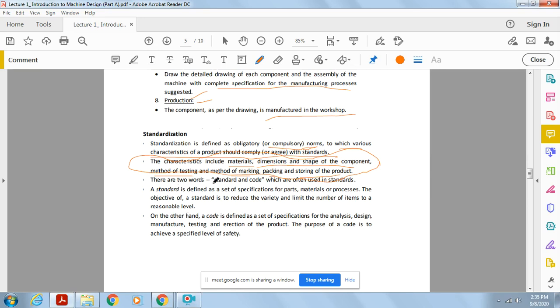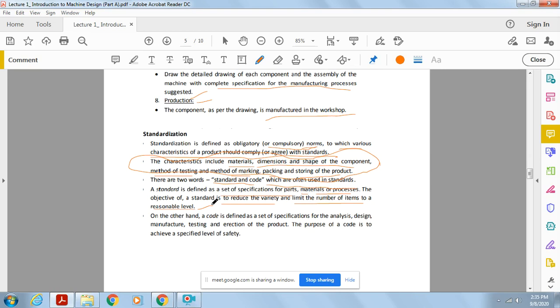There are two words often used: standard and code. I have told you that two important terms are coming, standard or code, like IS code, IS standard. Now what is a standard? Basically, a standard is defined as a set of specifications of parts, a material or a process. The objective of a standard is to reduce the variety and limit the number of items to a reasonable level. That means a standard is defined as a set of specifications or guidelines to produce your parts.